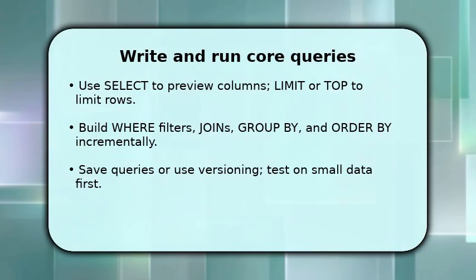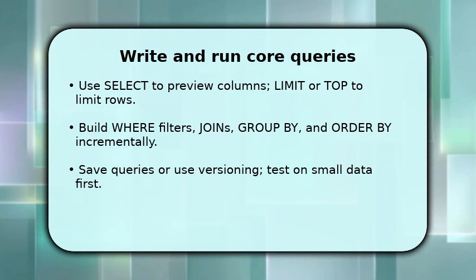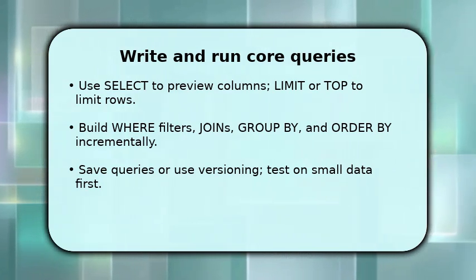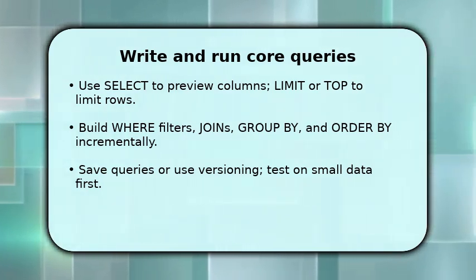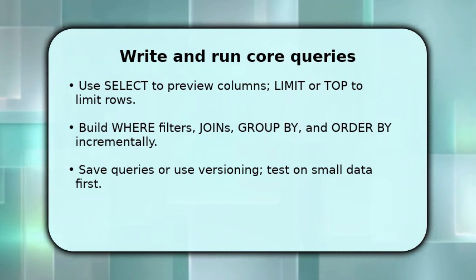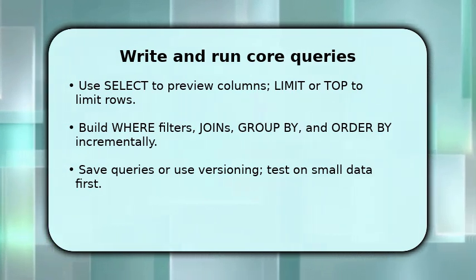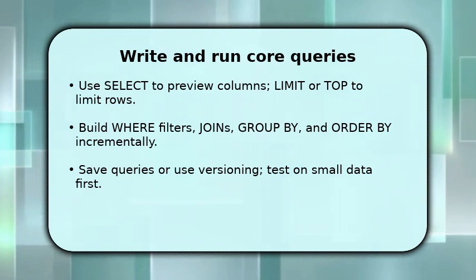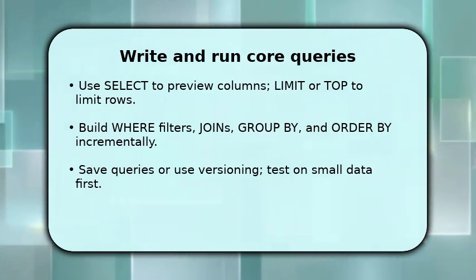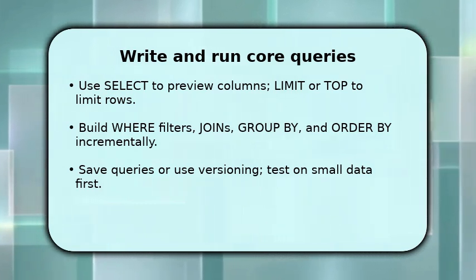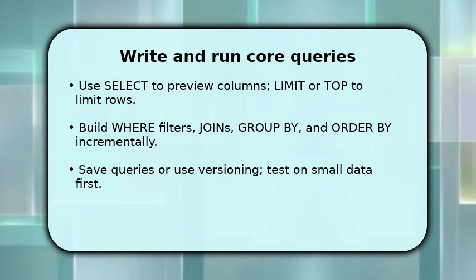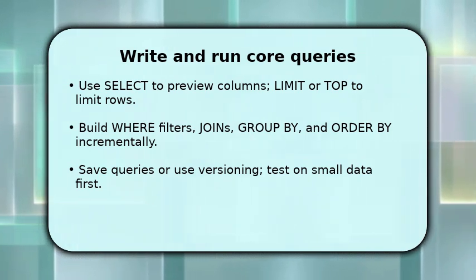Now you write core queries step by step so you can validate each change. Start with a simple select and a limit to confirm column names and types, then add where filters to narrow results. Once correct, introduce join to combine tables, group by for aggregates, and order by for sorting. Run after each change to catch errors early. Save working queries or copy versions so you can revert quickly if a change breaks results.